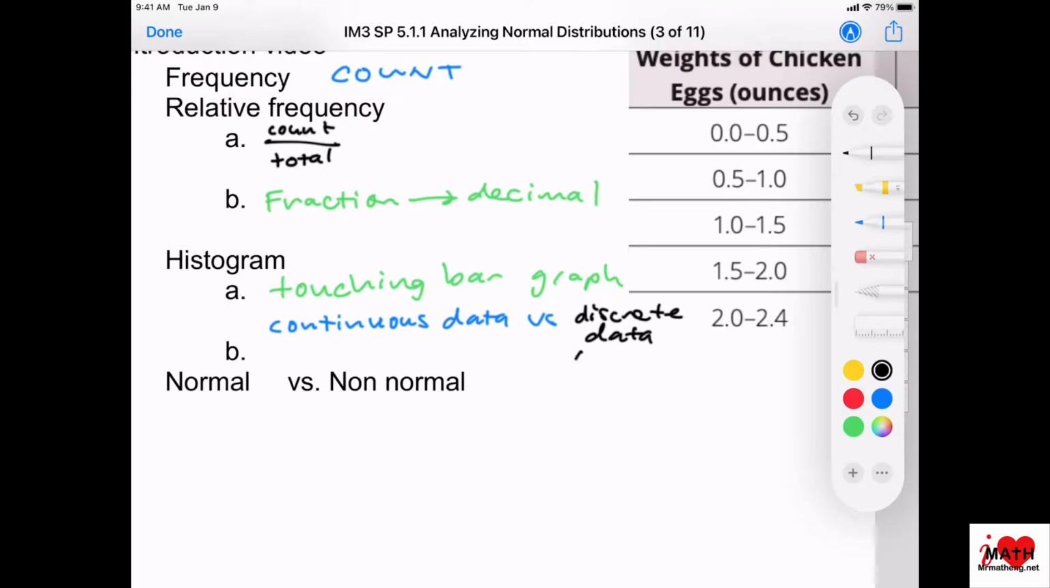Now, discrete data is using whole numbers. How many people live in your house? Well, in my house, there are 7 people. That's a whole number. How many cats do you have? That's 3. That is discrete data.